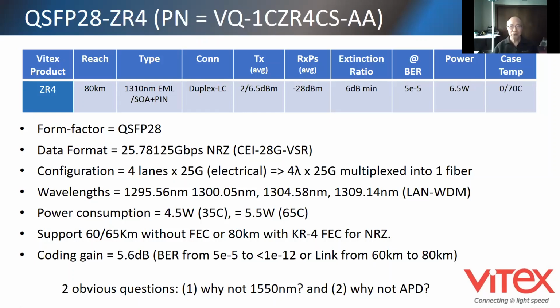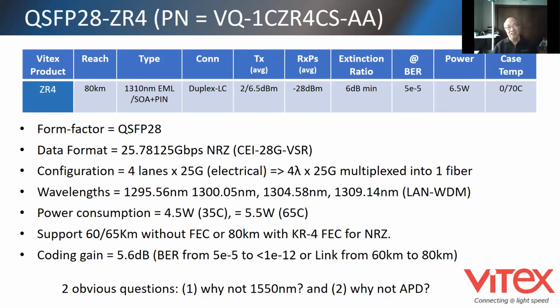Very simply put, for KR-4 FEC, the coding gain is about 6 dB or so, which can improve the bit error rate from 1e-5 to better than 1e-12, or you can extend the length from 60 kilometers to 80 kilometers. It depends how you look at it.